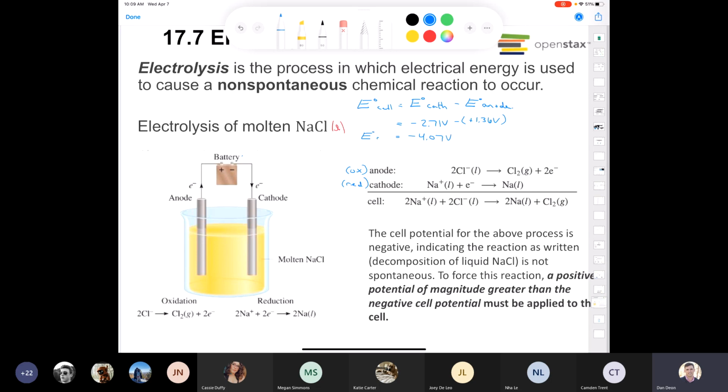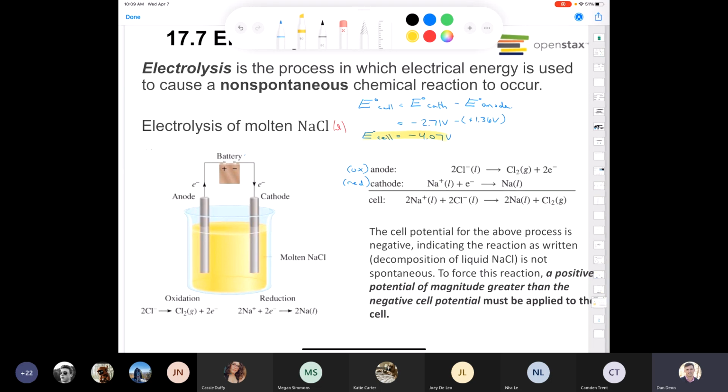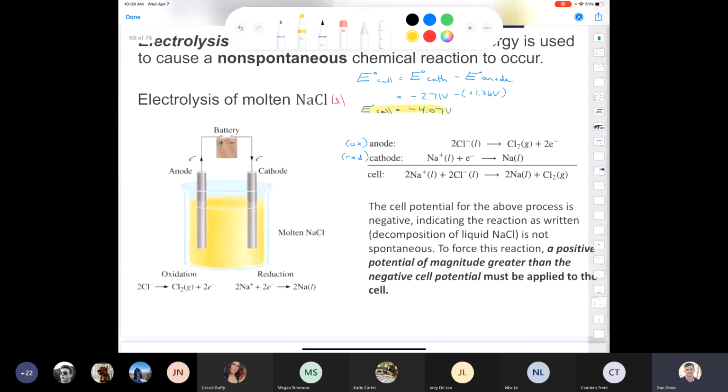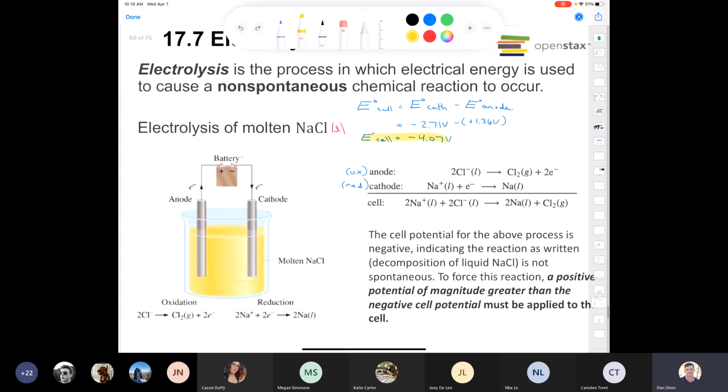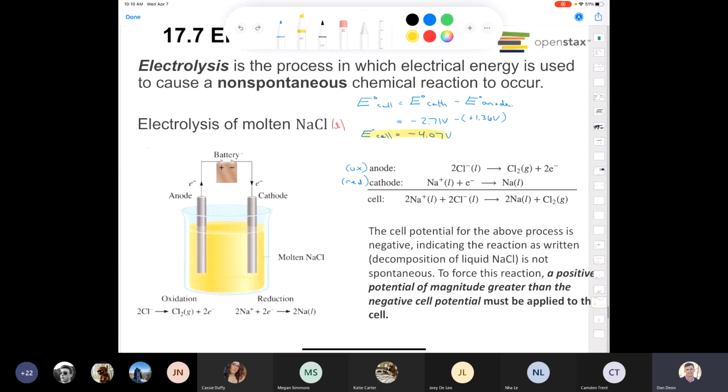That, my friends, is a very non-spontaneous process. That is why we have to have that external supply of energy from our battery in order to cause the reduction of sodium to produce liquid sodium and the oxidation of chlorine to form chlorine gas. So the electrolysis of molten sodium chloride, or sodium chloride in the liquid phase, is in fact, I think, the major process that's used for producing pure sodium and pure chlorine gas.